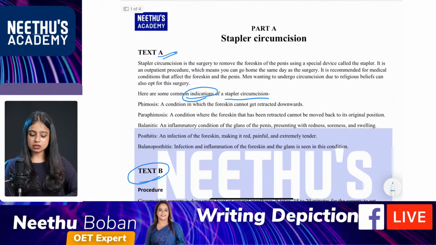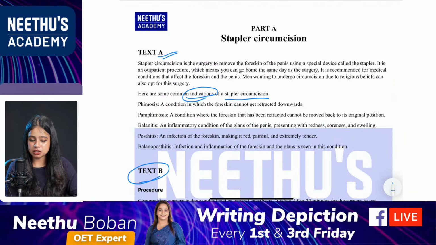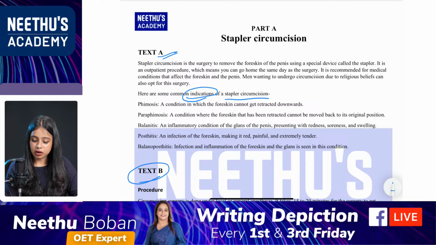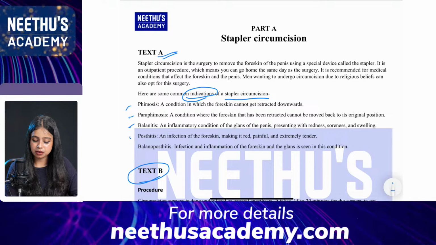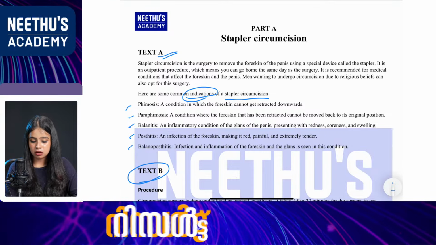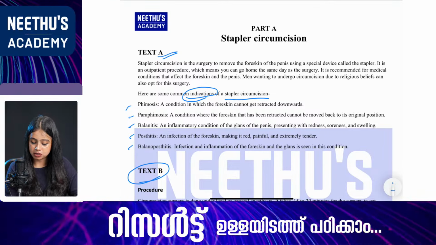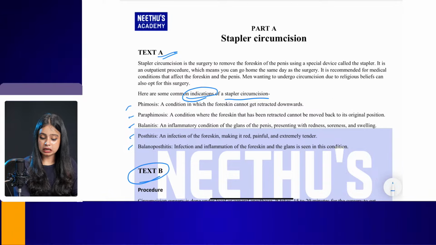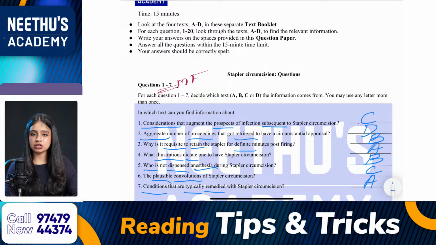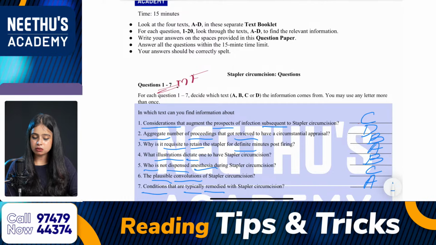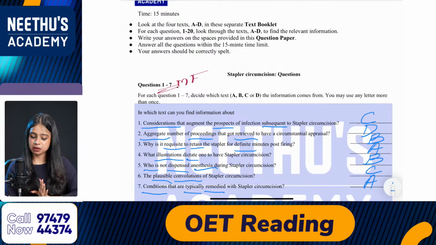Okay, so what are the conditions mentioned? A lot of common conditions mentioned here. Okay, with the help of this surgery, you can go with these different indications. Or a lot of conditions mentioned here. So that's all about text A. So answer is text A. Okay, conditions that are typically remedied with stapler circumcision. So it's from text A.